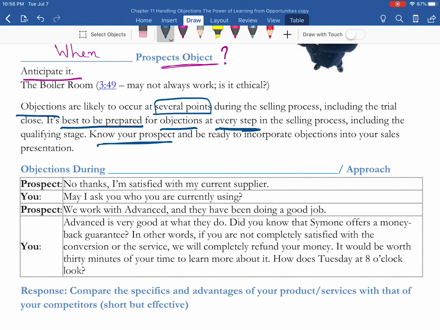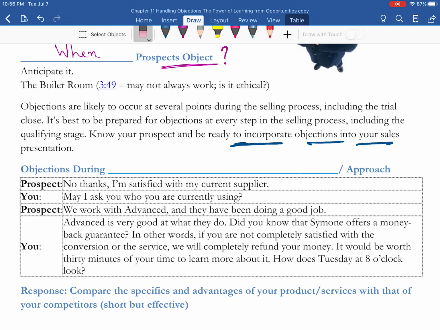You have to know your prospect and be ready to incorporate objections into your sales presentation. You have already had some type of objections. How did you deal with those objections in the past? By talking about that, you will be able to overcome some of the objections so that you can make positive inroads with the customer that you are dealing with. Now, there will be objections when you are contacting them for the first time, okay, during the approach phase.